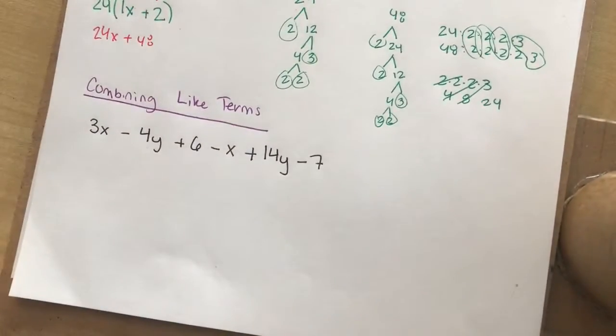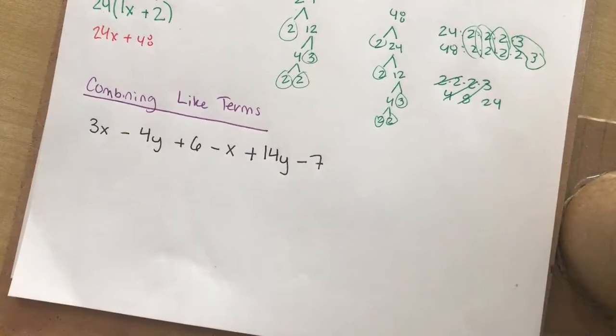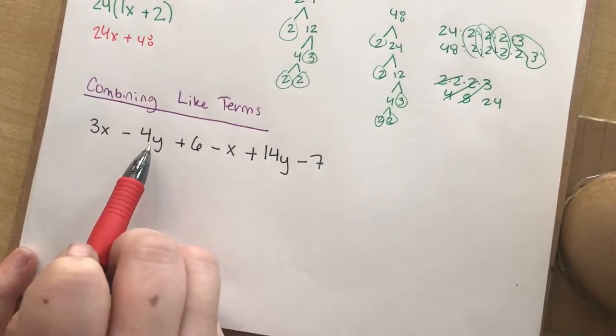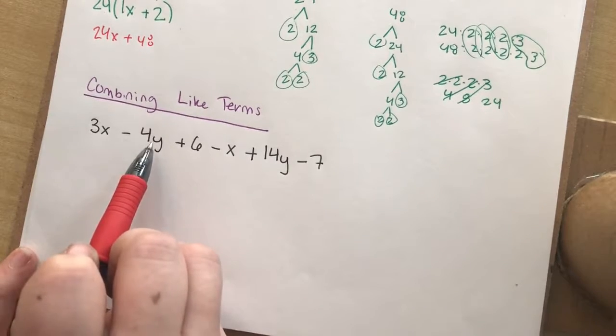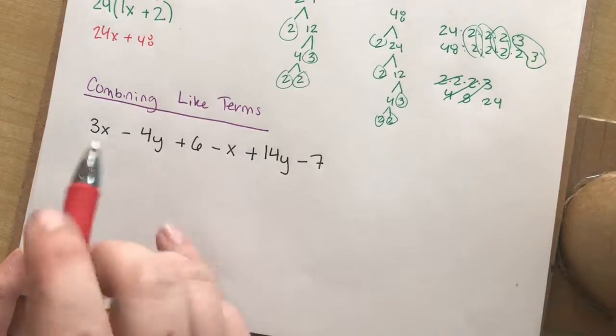Okay, and then combining like terms is probably the most common way to simplify an expression. So I can't combine 3x and 4y because those are different terms. This has an x variable and this has a y variable. But I can combine x's, I can combine y's, and I can combine constants.